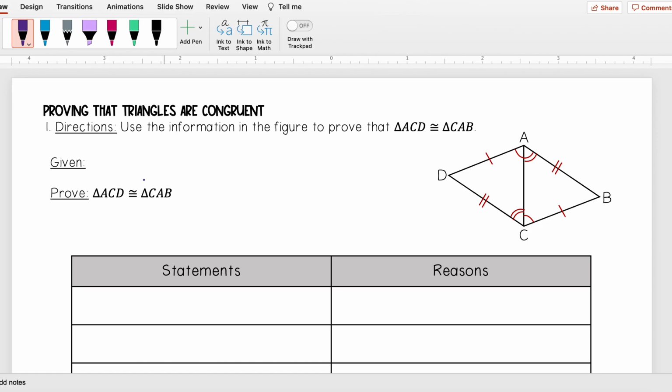I see that AD is congruent to BC, and that's because they both have that one tick mark. I'm going to go ahead and just write that down here as well. I see that AB is also congruent to DC, and that's because they both have the two tick marks, marking that they're congruent.